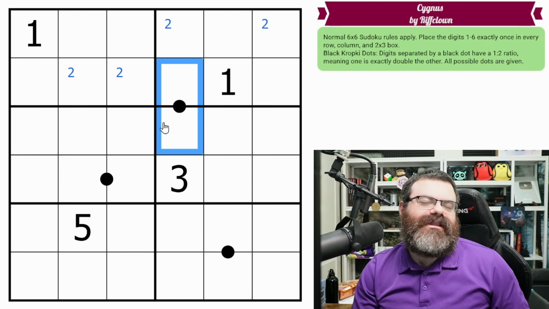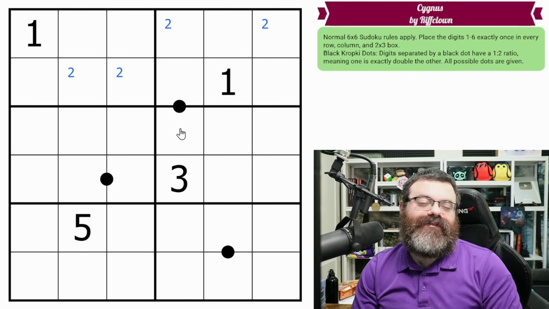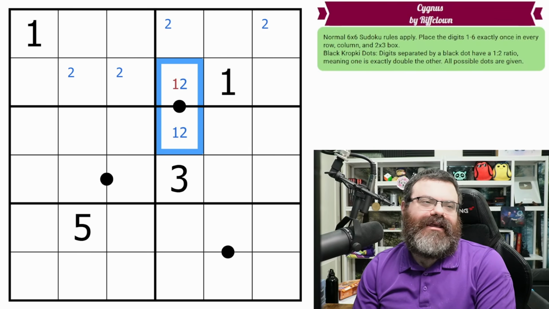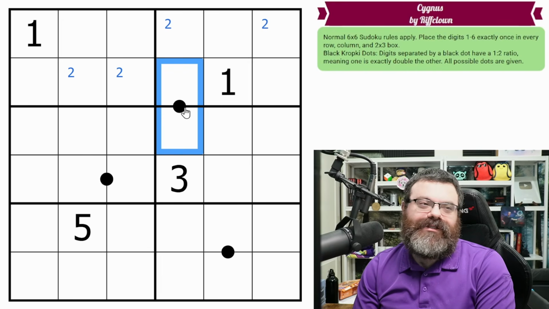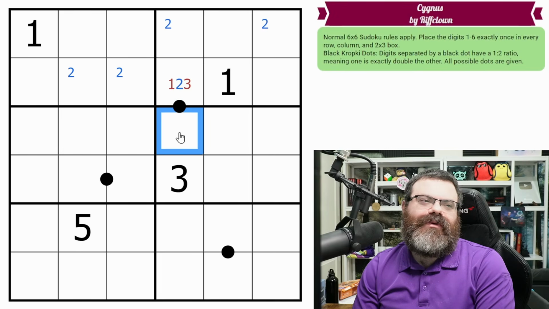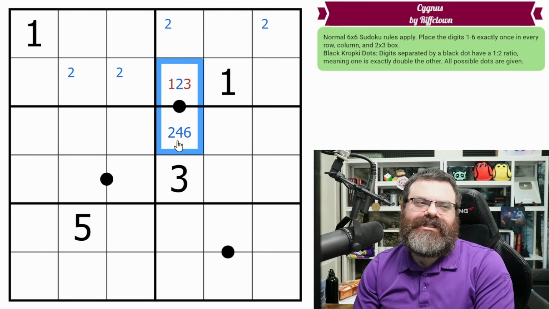And in fact, if we look at these black dots, there are exactly 3 ways to fulfill them. You can do 1, 2. You can do 2, 4. Or you can do 3, 6. And if you think about it, that means that the lower digit, the one that gets doubled, is going to be 1, 2, or 3. And then we're going to double it to 2, 4, or 6. So we always have one cell being 1, 2, 3, and the other 2, 4, 6 in some order. The other order could be swapped.